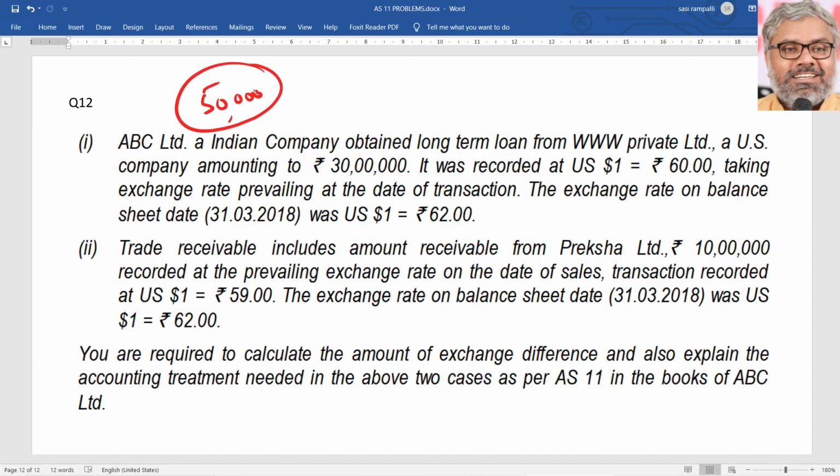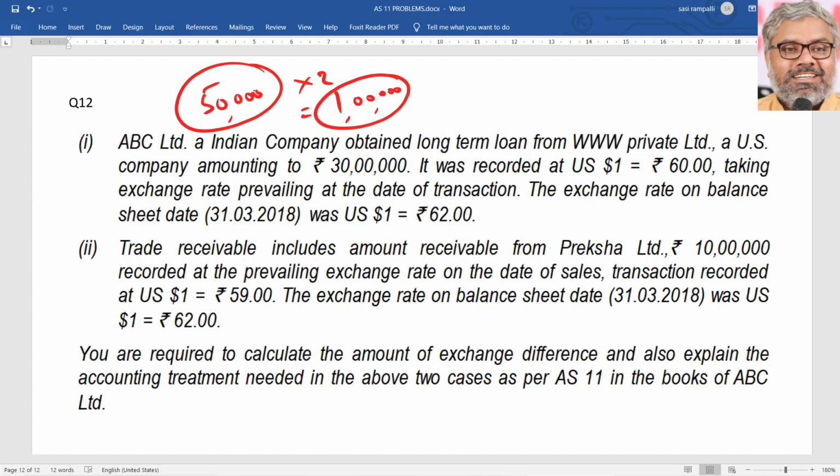That is a long-term loan only. And taking the exchange rate prevailing at the date of transaction. Exchange rate on the balance sheet date was $1 is equal to 62 rupees. So dollar has once again appreciated because it is a loan. It is going to be a loss for us into 2 rupees. That means 1 lakh rupees is going to be a loss. The question is, loan account will definitely be debited with this 1 lakh.